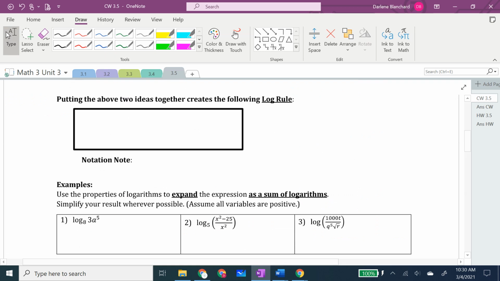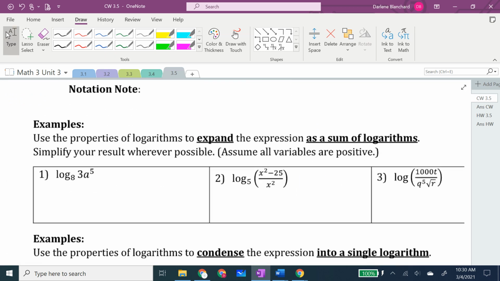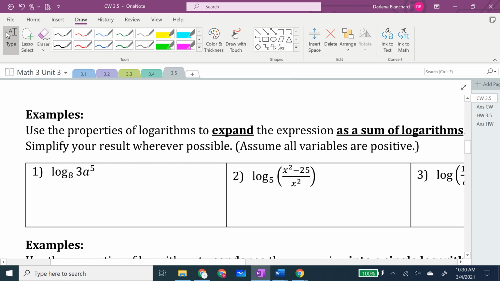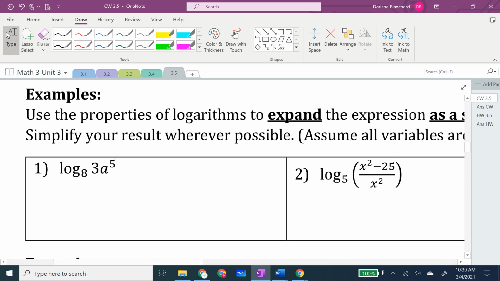Now let's do some examples. We're going to expand. We now have 3 rules we're going to use to expand. I want you to look at number 1, and I want you to see that the 5 exponent is only on the a. It is not on the 3, and that's very important. That means that I need to see a multiplication of a 3 and an a to the 5th power, and that is inside my logarithm.